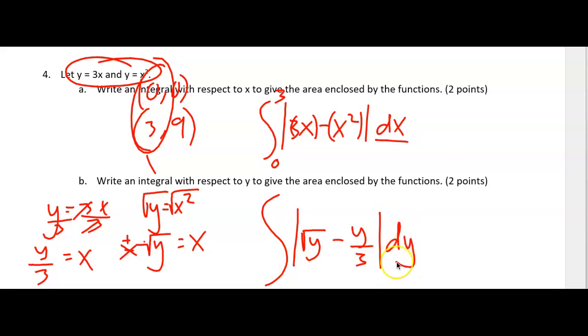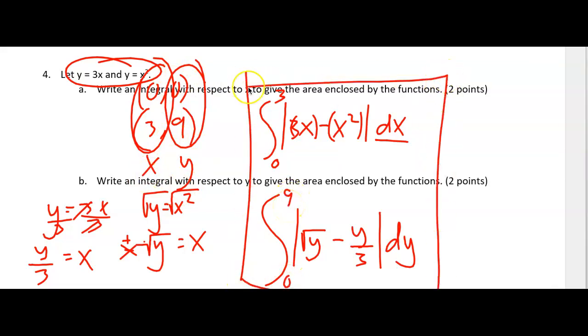Now it's important that you put a dy here, and the other big difference is the fact that the numbers that go on the integral now are these numbers, the y values. So we're going from 0 to 9 this time. Now believe it or not, we're not going to do this, but this is enough. But believe it or not, these look completely different. But if you were to type these into your calculator, they both give you the same exact answer because they're just two different ways of finding the area.